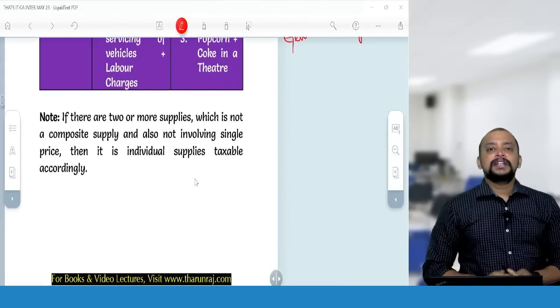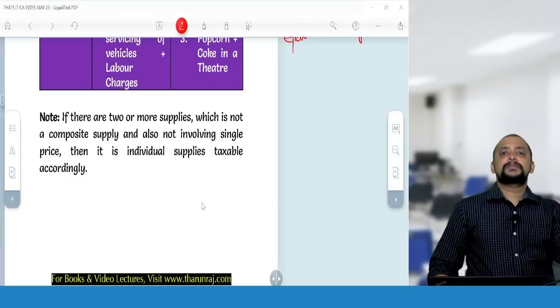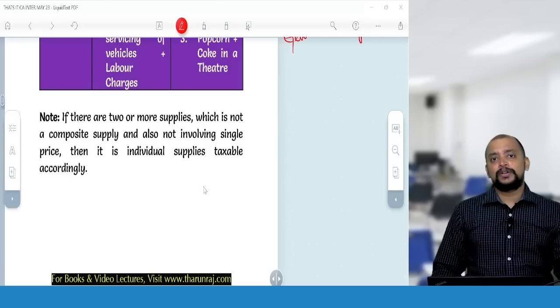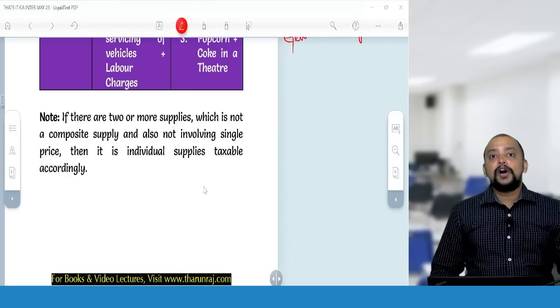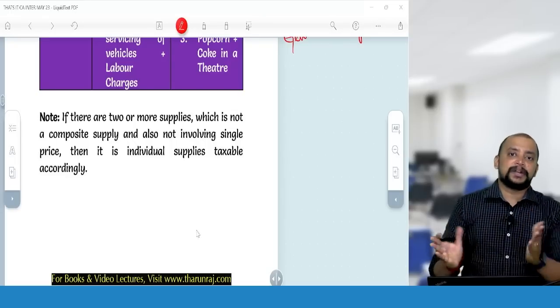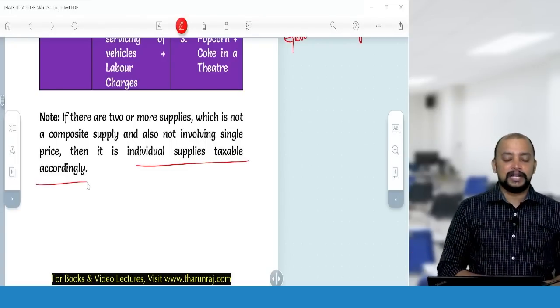Now what if there are 2 or more supplies which are neither composite supply, because maybe they are taxable and exempted, or maybe there is no principal supply, or they are not naturally bundled, and even it is not a mixed supply? Why? Because the price is separate. So then it will be treated as 2 individual supplies and taxable accordingly.